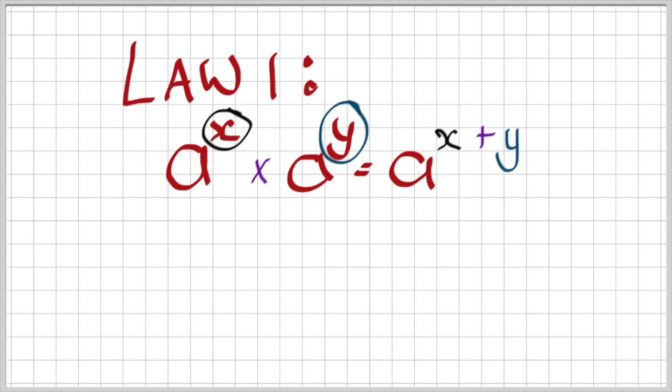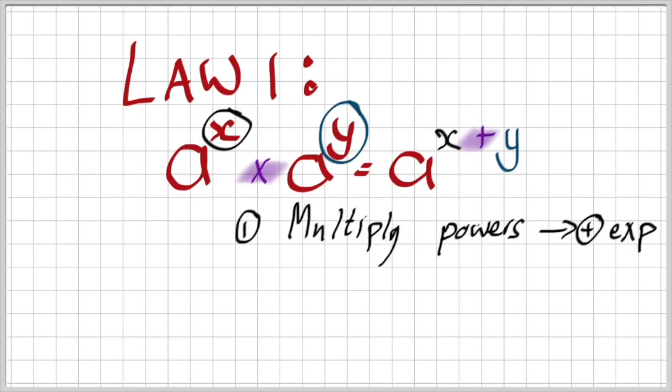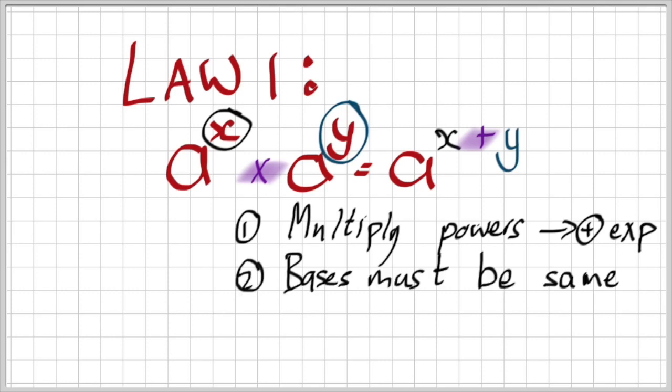And it wasn't actually just a shortcut. It was actually a law. It was actually a rule. It is the first law of exponents. But there's a very important thing here. First of all, it only works when I'm multiplying powers. Then I add the exponents. And secondly, the bases must be the same.